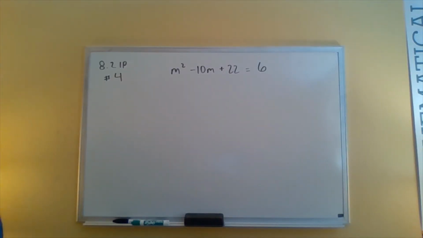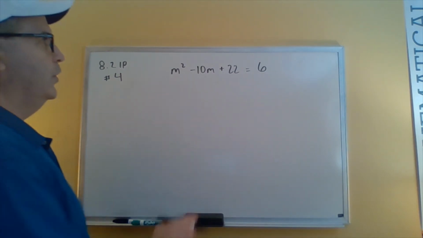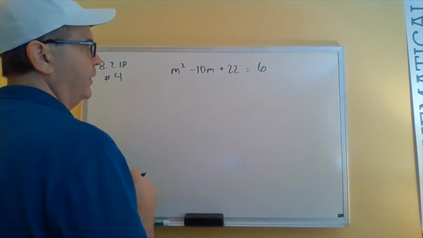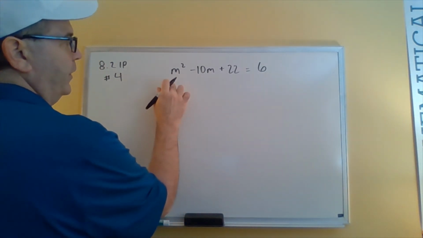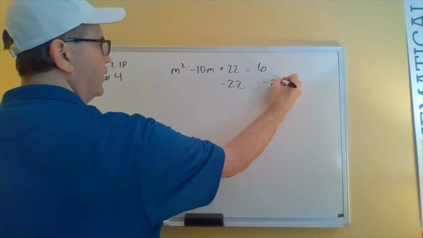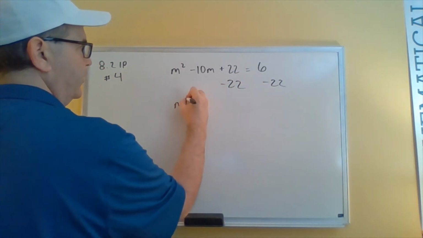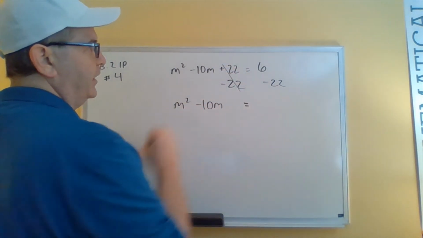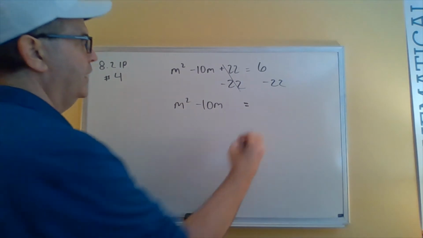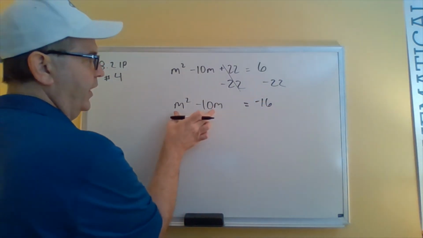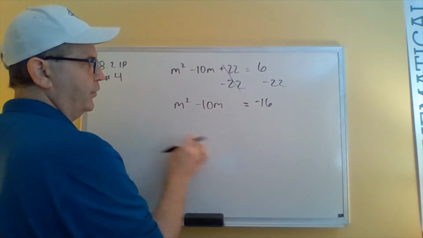Number 4, m squared minus 10m plus 22 equals 6. Need to rewrite the equation so my variable terms are on the left, my constant is by itself on the right. So I want my m terms on the left, constant on the right. I'm going to subtract 22 from each side. I'll get m squared minus 10m. 22s cancel out, equals 6 minus 22. That's going to be negative 16. So I have my variable terms on the left, and that's what I want.